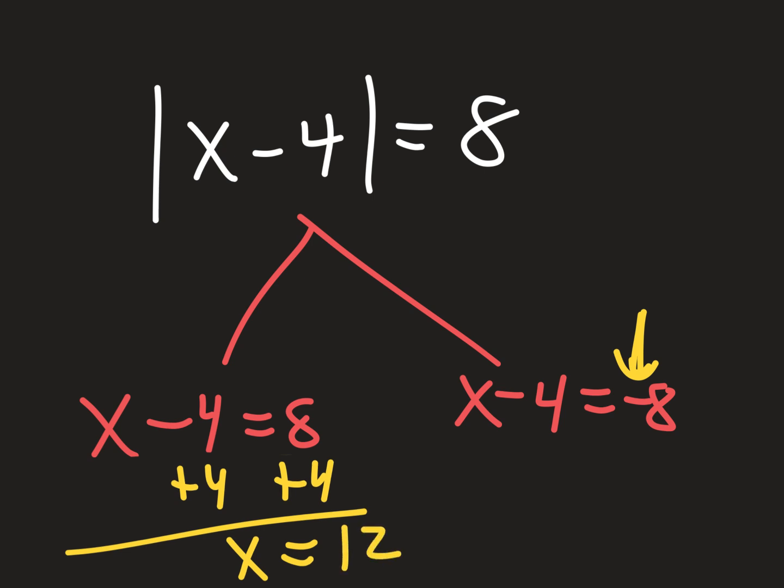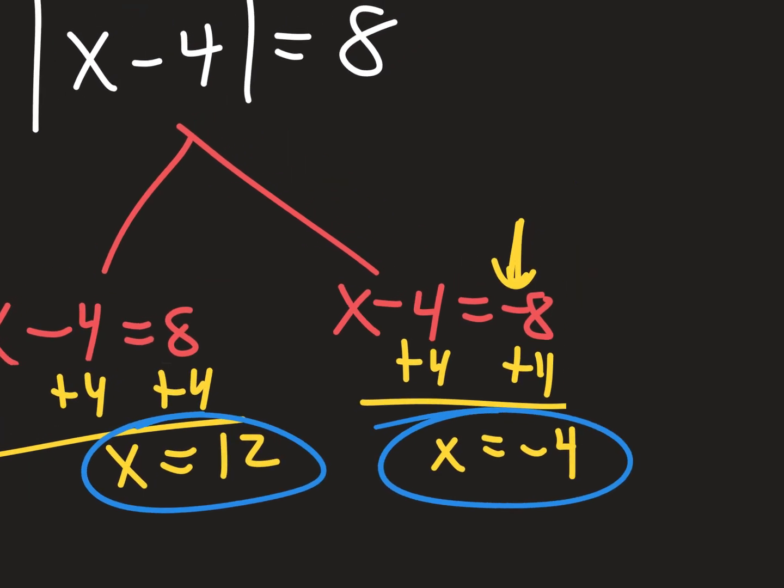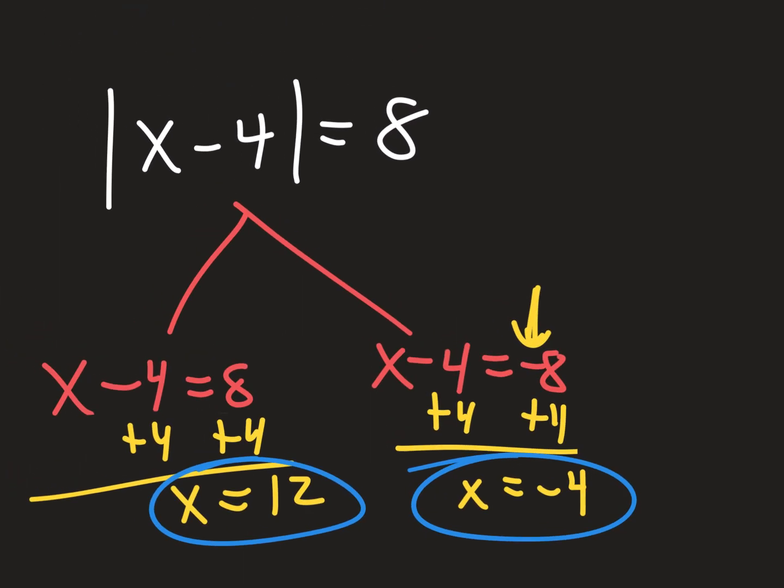8 plus 4 is 12. Negative 8 plus 4 is negative 4. And 12 and negative 4 are not just plus and minus of each other. There's your 2 answers. All right, now, all of these things are important to be able to handle the problems that we're doing today.